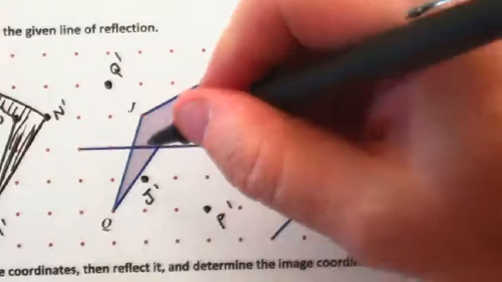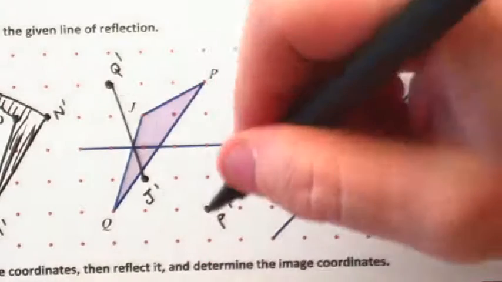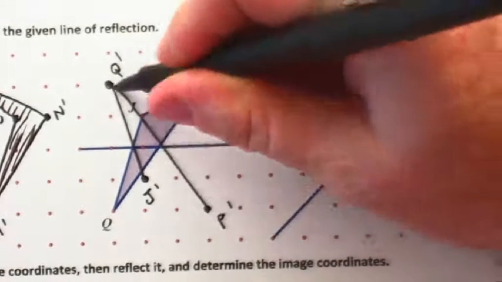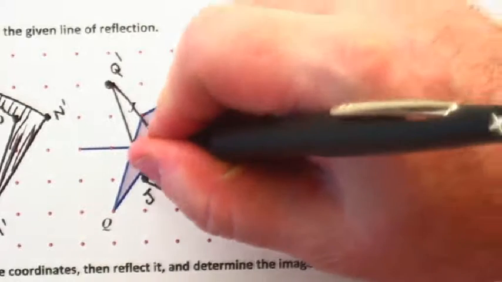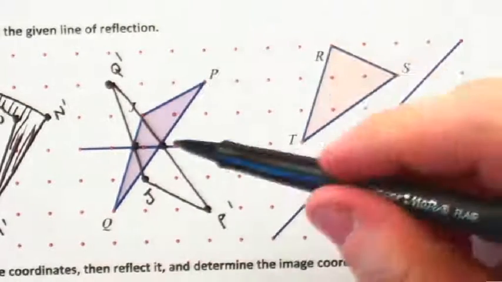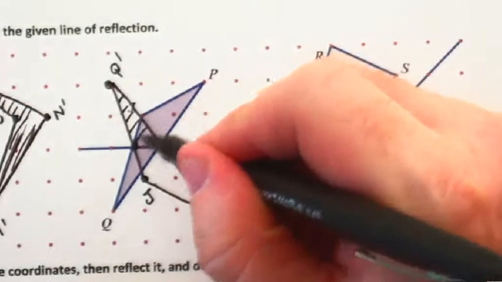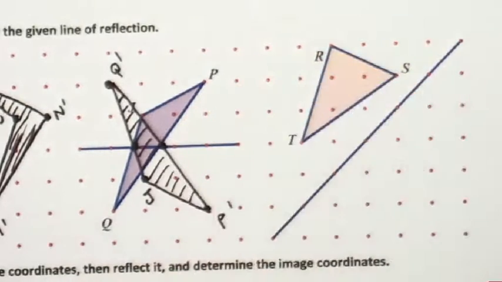Notice you'll see when I draw these in that some things don't change. Let me show you what I mean. This point didn't move, nor did this point. Remember, points on the line of reflection map to themselves, and so they will stay where they're at.